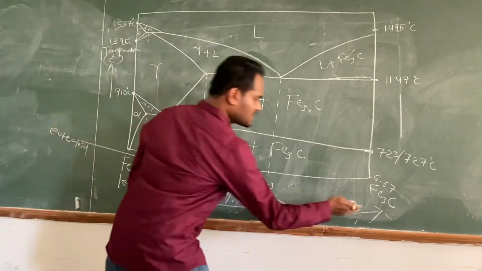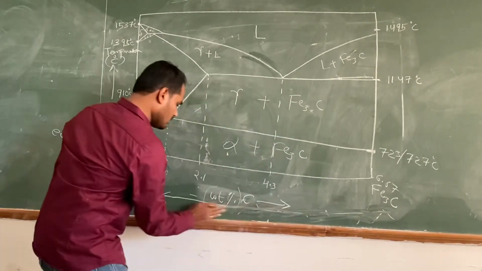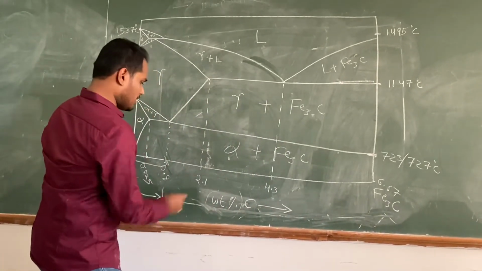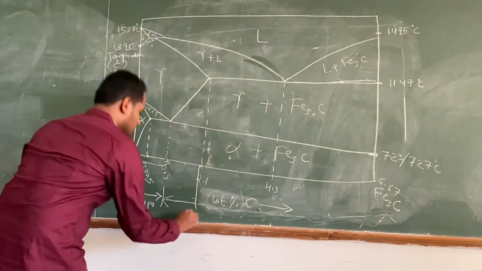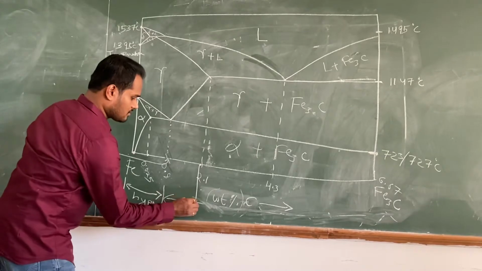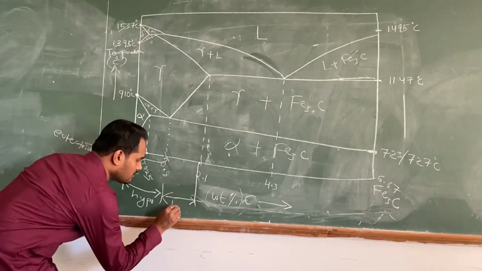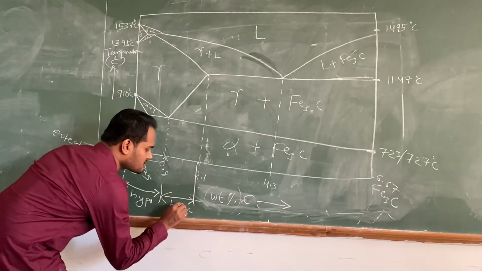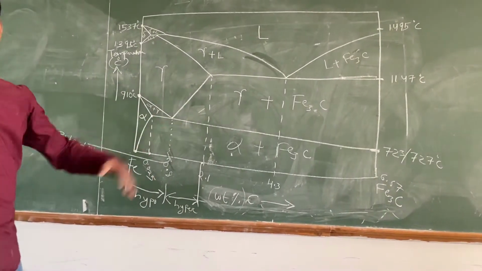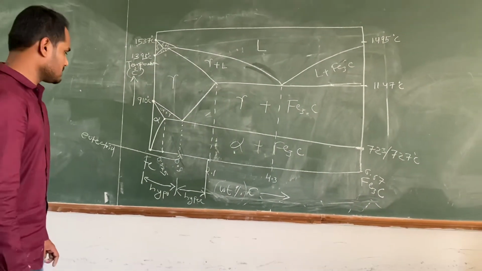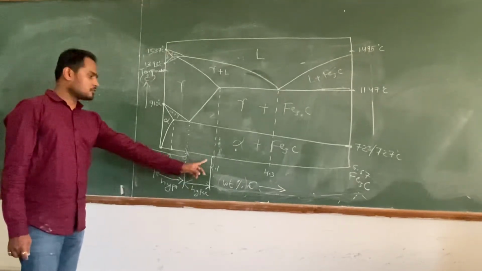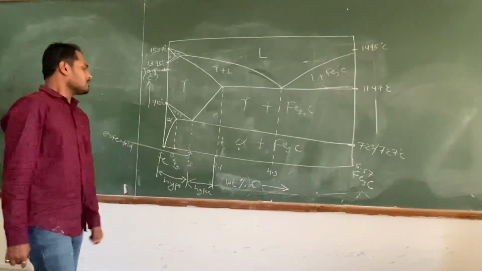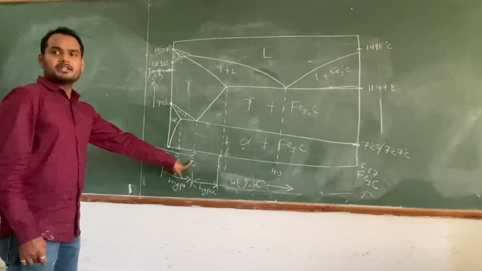Basically, I am talking about steel, so I will go up to 2%. From here to here, this is hyper, because I am talking about steel. After that, cast iron starts. So below 0.8 it is hypo, above 0.8 it is hyper, but up to 2. And at 0.8 it is eutectoid.